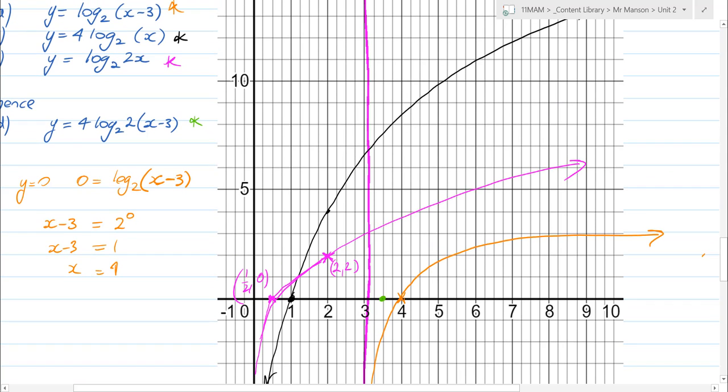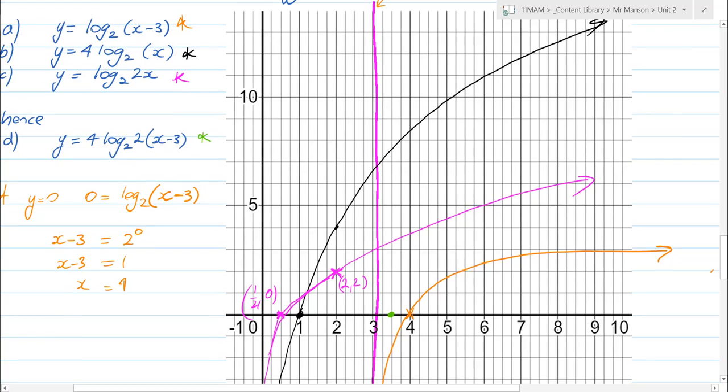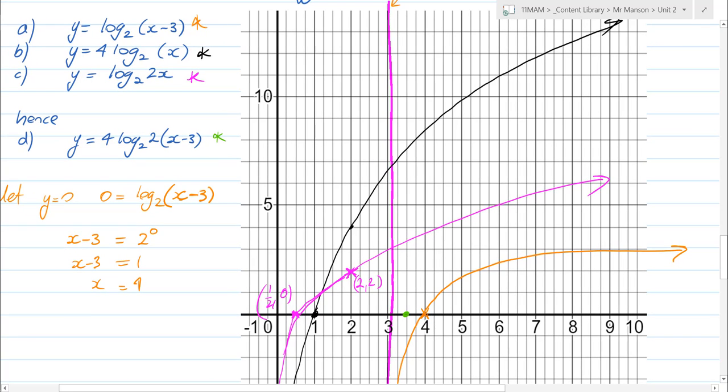Just to make sure I get it right, I might just find one other coordinate that works. It's going to be nice. So if I make x equal to 7, 7 minus 3 will be 4, and 2 times 4 is 8. So at x equals 7, y equals 3. And so (7, 3) is there. So it's actually quite flat. Is that what I was expecting?